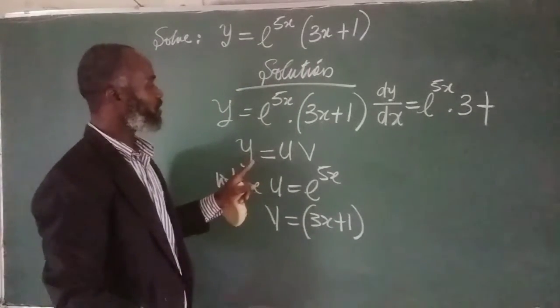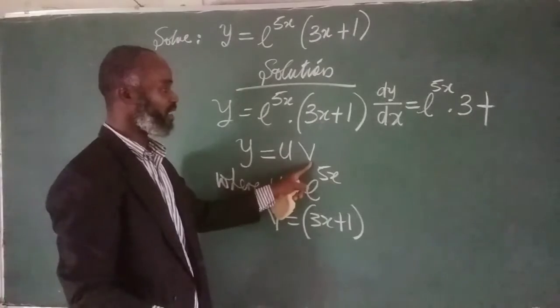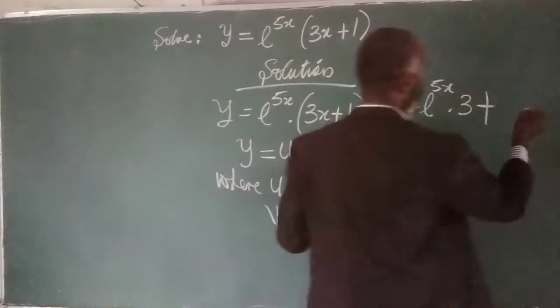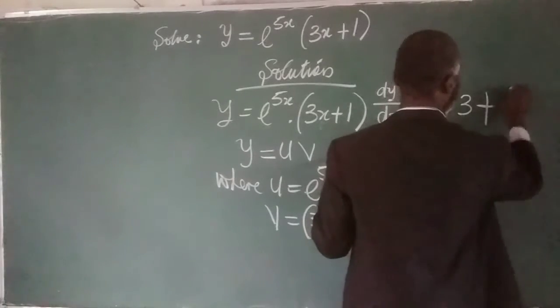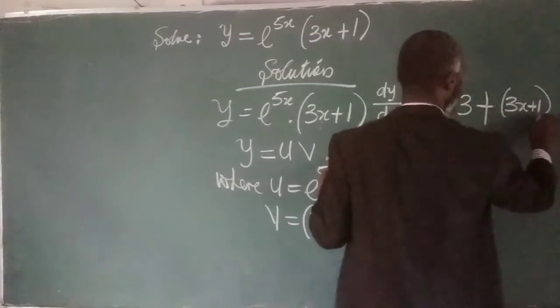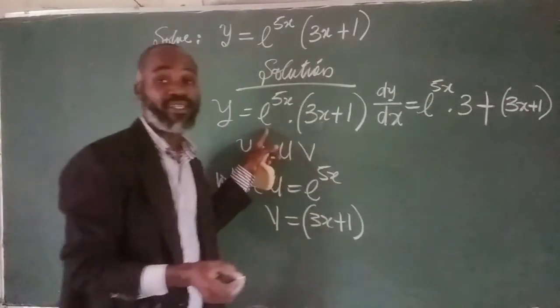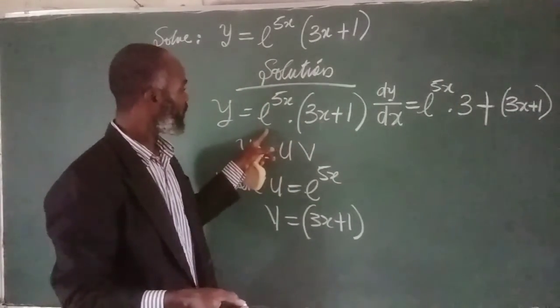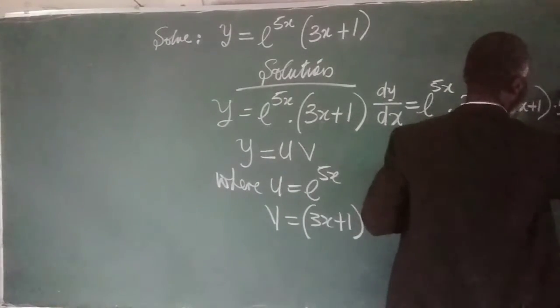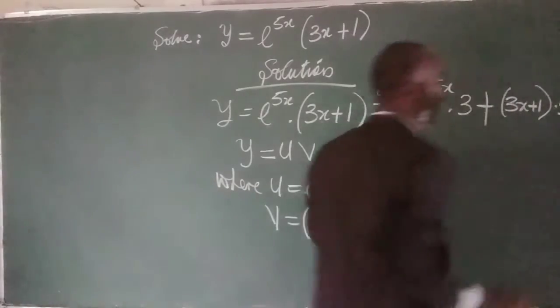Then the next thing we are going to do is to keep v and differentiate u. So keeping v, we have bracket 3x plus 1, bracket close, and we now differentiate u. Differentiating u simply means bringing 5 down and then maintaining it as it were before.